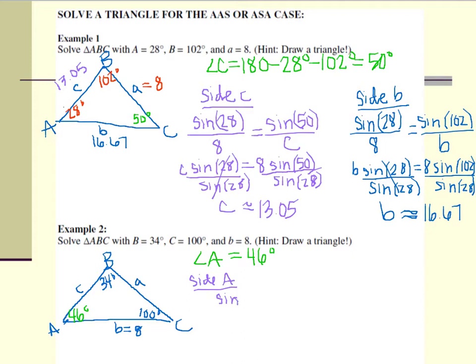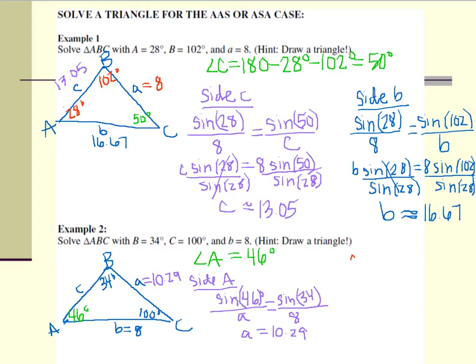For side A, you would have done sine of 46 degrees over A. That's one you don't know. And the one we do know, that's sine of 34 degrees. Should have parentheses around this, over 8. You should be able to cross multiply this, and once you cross multiply it and find A, you should find that A is 10.29. So when I look at your notes, I want to see your work for that. So A is 10.29.